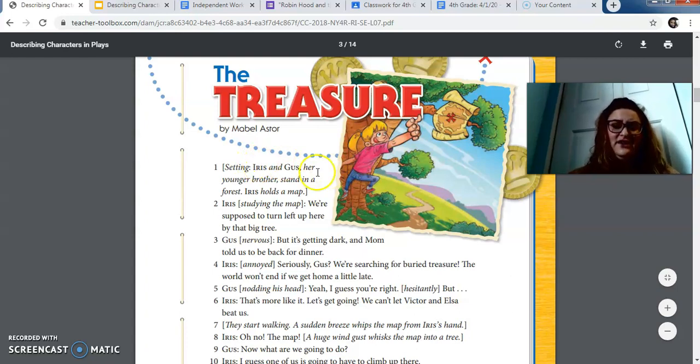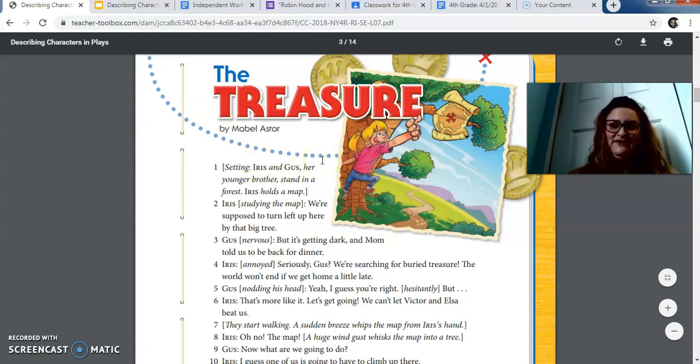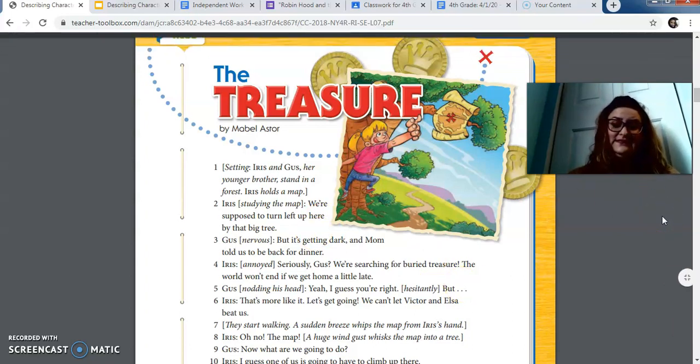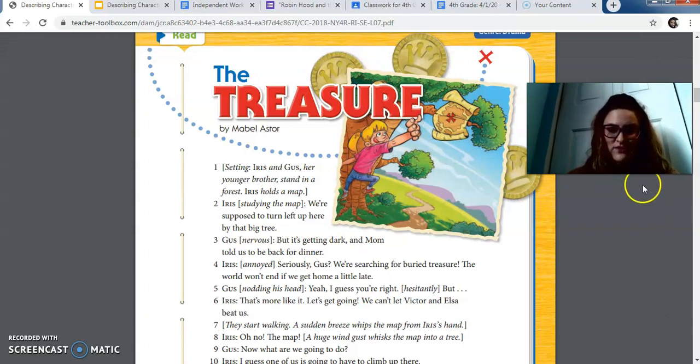Setting. Iris and Gus, her younger brother, stand in a forest. Iris holds a map. She's holding a little map. Iris, studying the map. We're supposed to turn left up here by that big tree. Gus, nervous. But it's getting dark, and Mom told us to be back for dinner. Iris, annoyed. Seriously, Gus? We're searching for buried treasure. The world won't end if we get home a little late. Gus, nodding his head. Yeah, I guess you're right. Hesitantly. But, Iris, that's more like it. Let's get going. We can't let Victor and Elsa beat us.